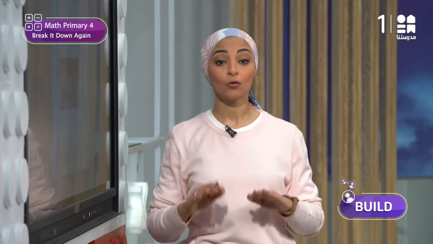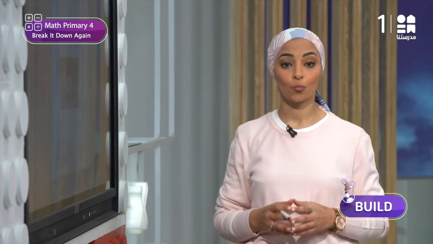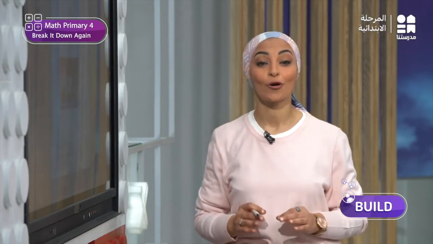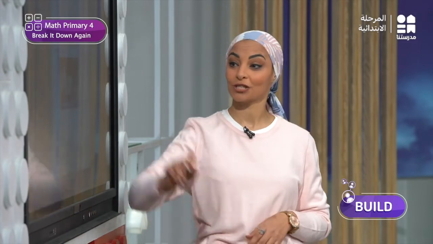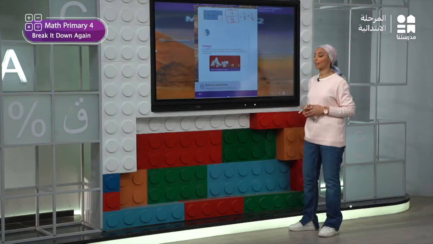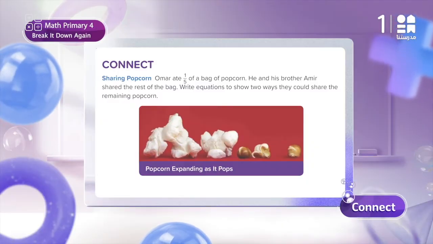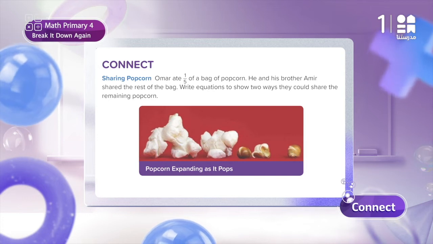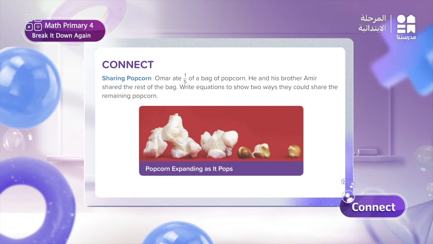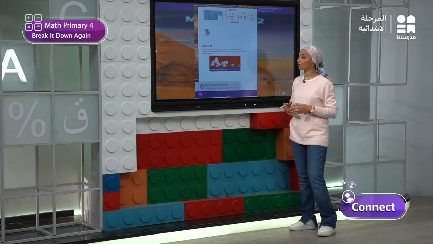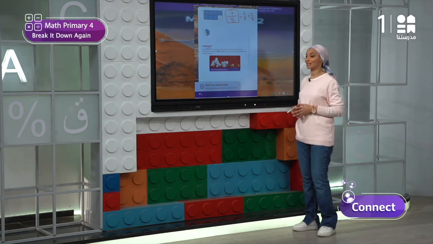Now let's apply what we have learned about decomposing fractions to unit fractions and other fractions in the sharing popcorn activity under the Connect part, page 10. Here in this activity, it says that Omar ate 1 over 5 of a bag of popcorn. Then he and his brother Amir shared the rest of the bag. Here we need to write equations to show 2 ways they could share the remaining popcorn. I want to know how they divided the remaining popcorn between them.